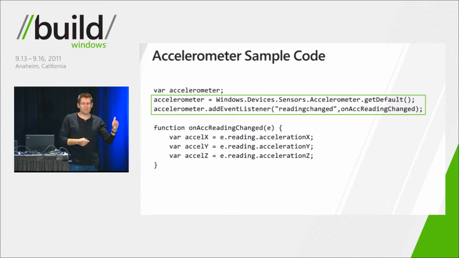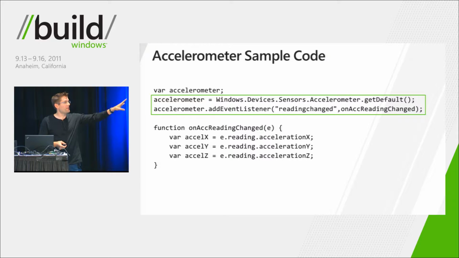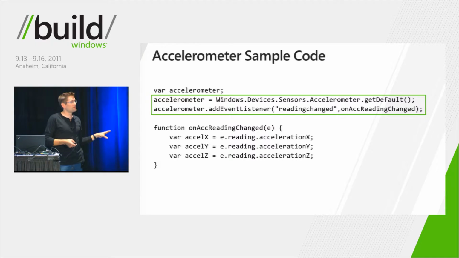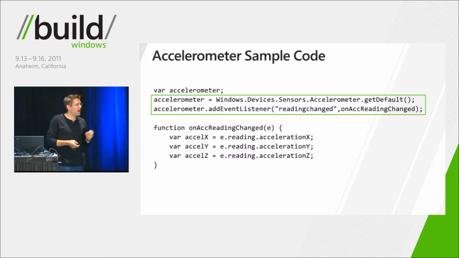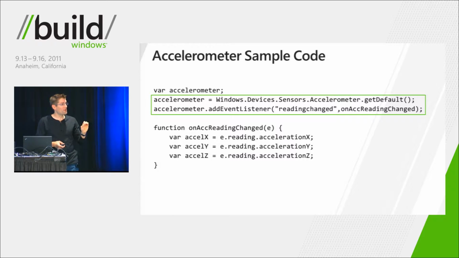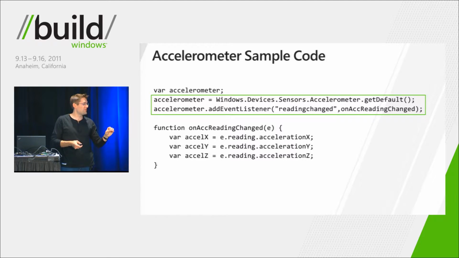This class of sensors, really all the sensors other than the simple device orientation sensor, expose readings. And readings have two things. They have a timestamp that corresponds to when the sensor data was sampled, and then they have the individual data elements that are exposed by that particular type of sensor. So in our onReadingChanged event listener here, this event listener gets called whenever we have new accelerometer data available. And we can access, off of the reading that's in the event args, the individual data elements, which here are the acceleration X, acceleration Y, and acceleration Z members.